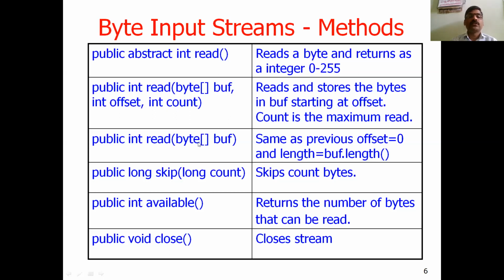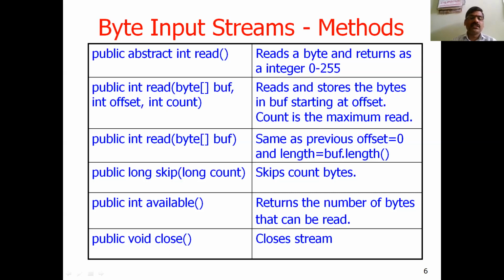Now coming to the third form of the read method, it is simply a byte array. So it is the same as the previous one, but the only thing here is that we are skipping offset and count. So offset by default it will take as 0. That means beginning from the first byte it will read, and at maximum it will read the length of the buffer. Okay, so these are the three different versions of the read method.